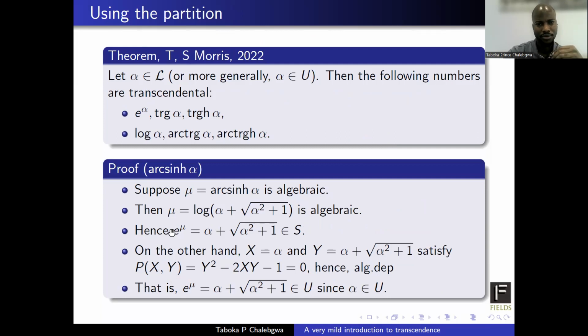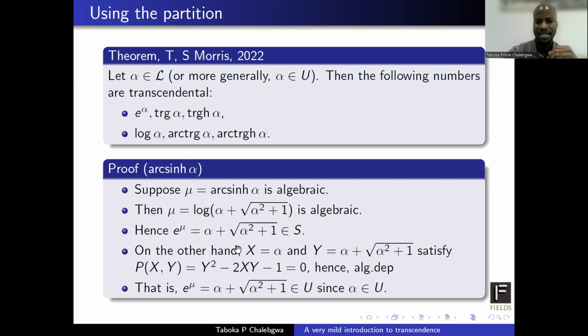But e to the mu, once we raise e to mu, the logarithm disappears. So it is telling us that this number here, alpha plus square root of alpha squared plus 1, is an S number. And of course, bear in mind, remember that alpha is assumed to be a Liouville number. Now, we are saying this number that is defined in terms of the Liouville numbers belongs to S.